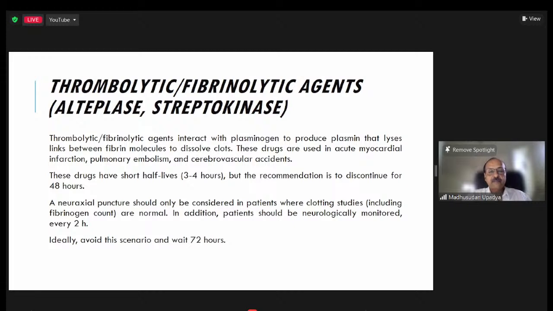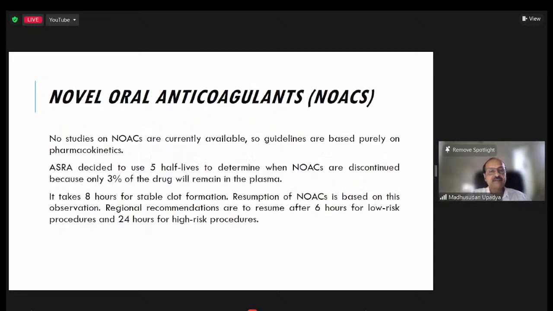normal. In addition, the patient should be neurologically monitored every 2 hours, and ideally avoid this scenario and wait for 72 hours. Therefore, you perform the neuraxial puncture only at about 48 to 72 hours after these drugs have been administered.